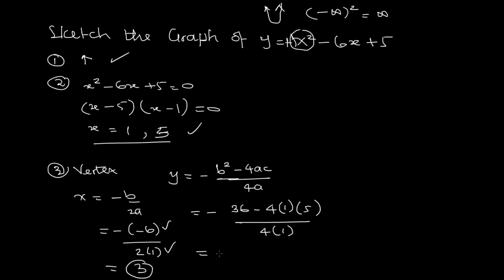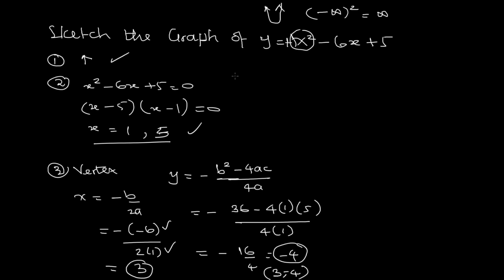So now we have what? Minus. Here we have 36. Here we have 20, so that's 16. We say 16 over 4, and so we get minus 4. Okay, so this is the second part. We have the vertex. So our vertex is going to be 3, negative 4.